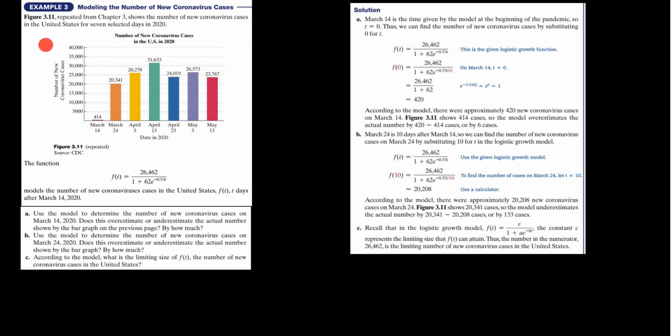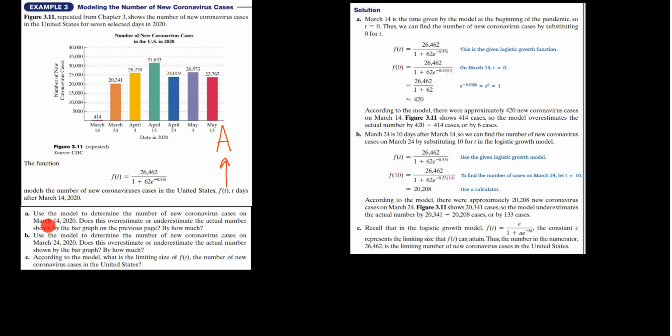So looking at example 3, figure 3.11 repeated from chapter 3 shows the number of new coronavirus cases in the United States for 7 selected days in 2020. And this is for March. March 14th, 24th, these are just randomly selected days. So the function that we see here models the number of new coronavirus cases in the United States. f of t, again, would just be the amount. So let's put that as the amount here. That's the same thing as saying the amount t days after March 14th, Pi Day.